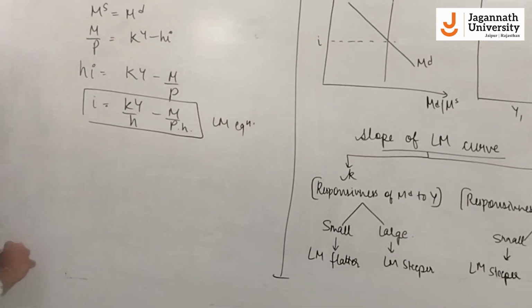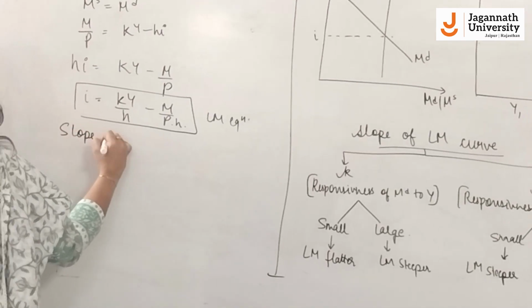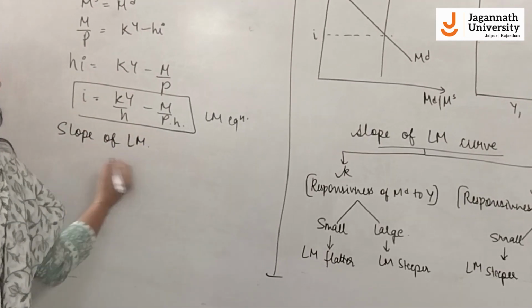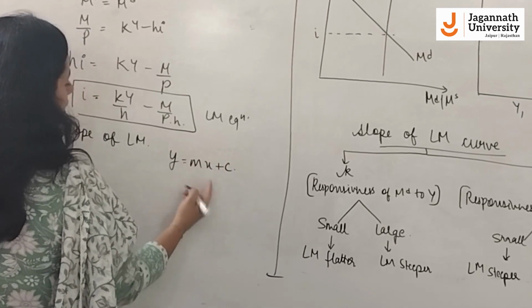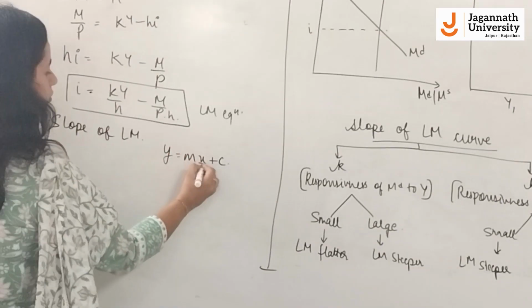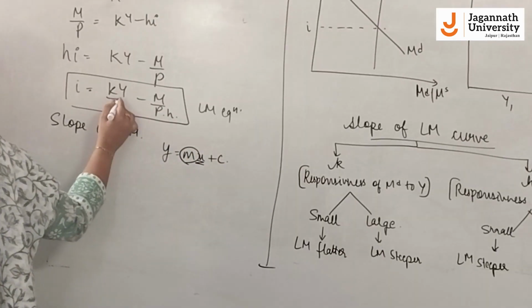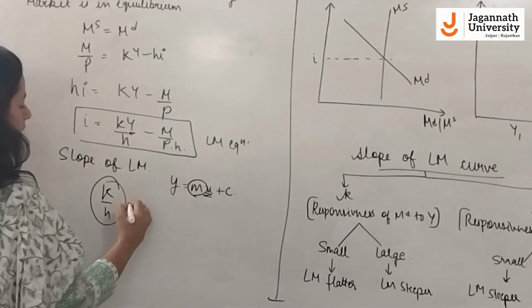But now I want the slope of LM. Again I am using y is equal to mx plus c. Now what is y here? X का coefficient m. x is Y, Y का coefficient, K by H. So this is my slope.